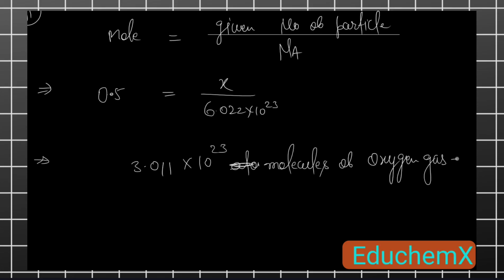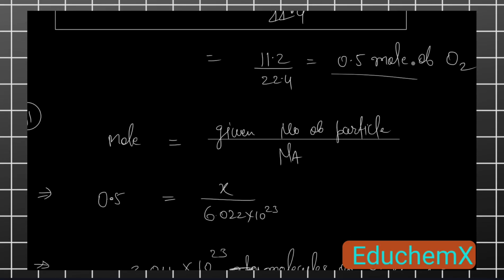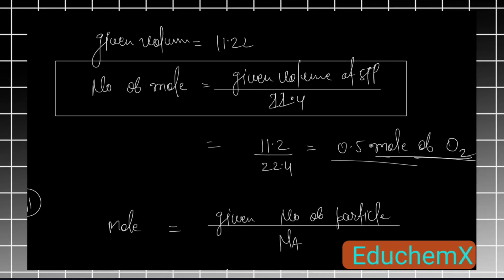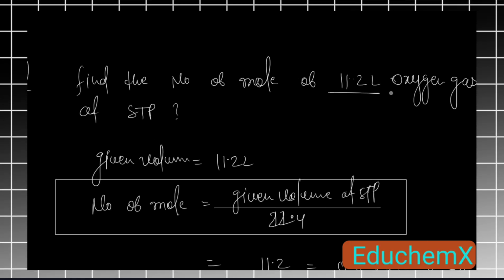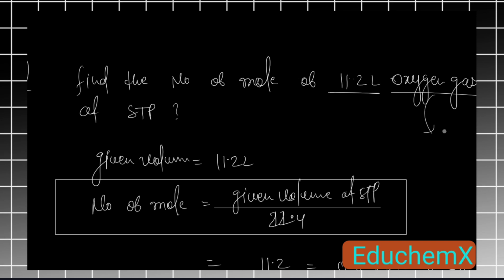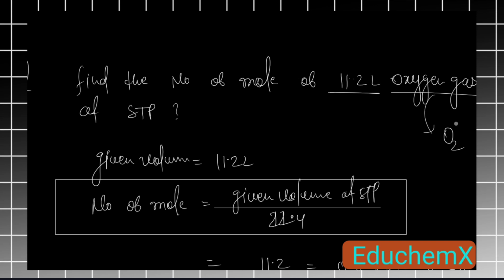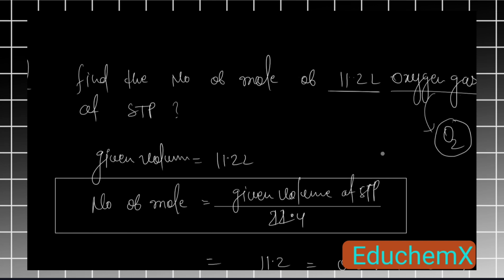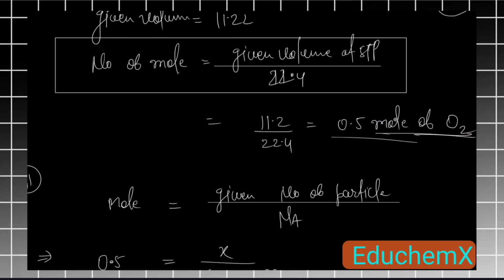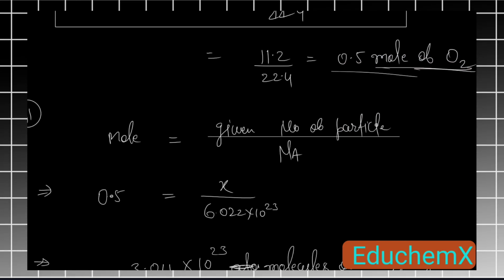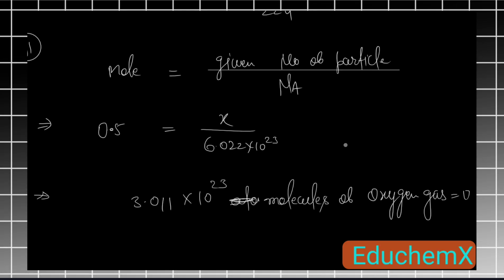Because we have already calculated moles for the oxygen molecules, because it's mentioned oxygen gas. If it is mentioned oxygen gas, please keep in mind that it will always be in the O2 form. Okay, and we are going to use the molecular mass of 32. Don't get confused regarding these things.